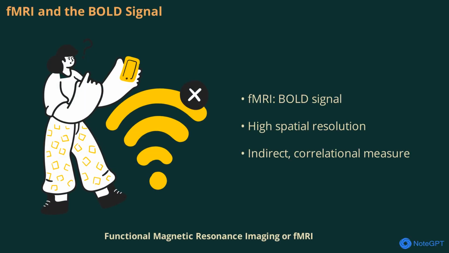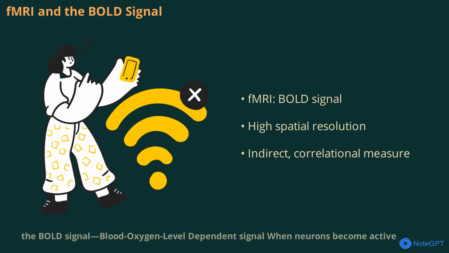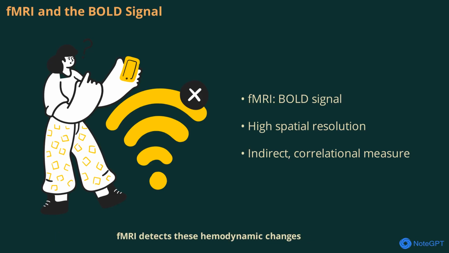Functional magnetic resonance imaging, or fMRI, measures brain activity indirectly through the BOLD signal, the blood oxygen level-dependent signal. When neurons become active, they increase their metabolic demand, leading to changes in blood oxygenation. fMRI detects these hemodynamic changes, offering high spatial resolution and the ability to image deep brain structures. However, fMRI has poor temporal resolution and only provides correlational, not causal, information. It's best for identifying where in the brain activity occurs during different tasks.